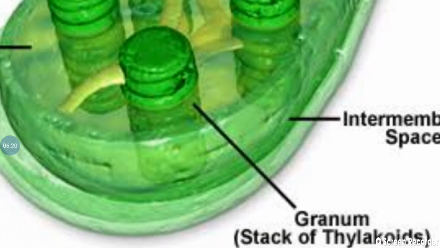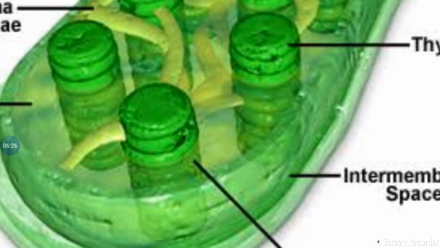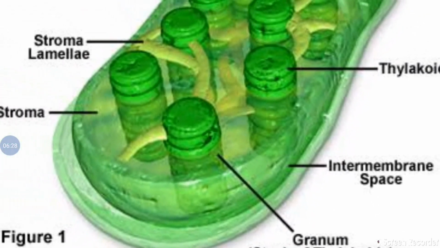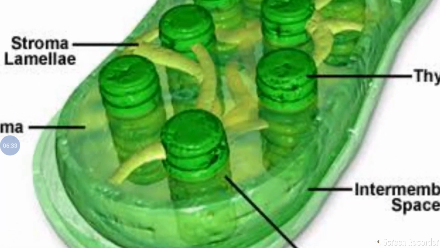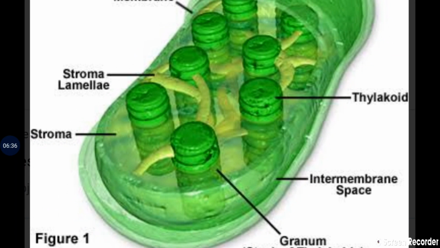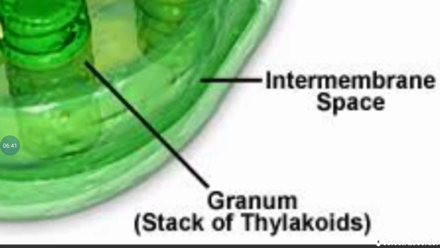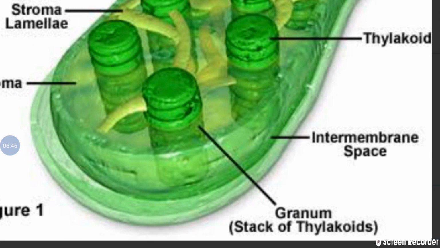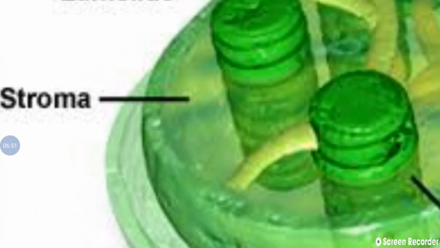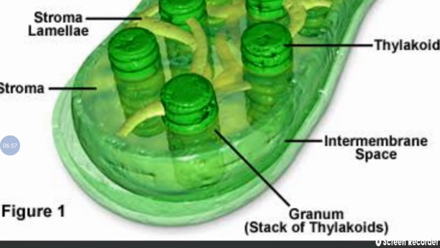In the granum, light reactions occur. In the stroma, dark reactions occur. So there are two steps in photosynthesis. Light reactions are the first step and occur in the granum, so the site for the light reaction is the granum. And the dark reaction is the second step of photosynthesis and occurs in the stroma. The stroma is the site for dark reactions.